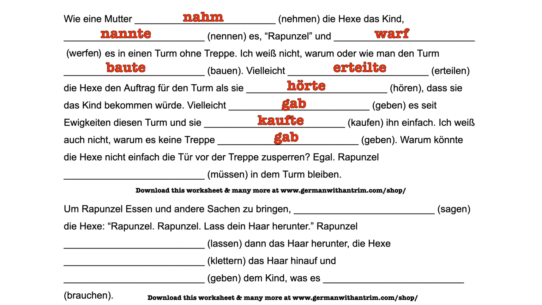Egal. Rapunzel, and a form of müssen for the simple past, in dem Turm bleiben. Müssen is one of those modal auxiliaries, so that's why we still have bleiben at the end of the sentence in an infinitive. But müssen is just going to drop the umlaut and then take the te endings that we had before. Musste. Rapunzel musste in dem Turm bleiben. So it doesn't matter why there's no stairs or why there's no door or any of that stuff. Rapunzel had to stay in the tower. Rapunzel Essen und andere Sachen zu bringen, in order to bring Rapunzel food and other things.